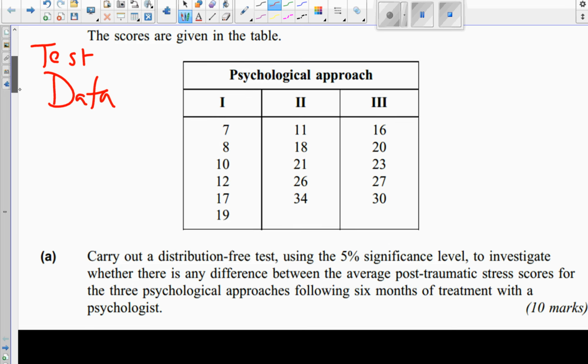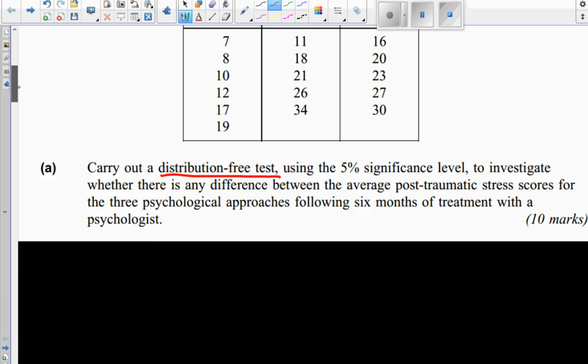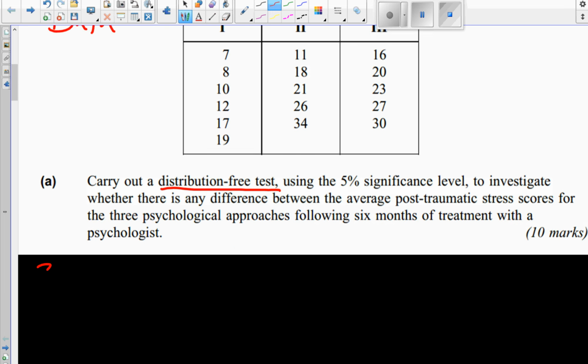And let's have a look at what the question asked us at this point. Carry out a distribution-free test. In the exam, if they ask you for a distribution-free test, we've only got 2 choices that are uniquely identifiable. If there were 2 samples, we'd be looking at Mann-Whitney, and if it's 3 or more samples, we can only use a Kruskal-Wallis. So let's write out our test there, we've got 3 samples. So we are looking at a Kruskal-Wallis test.